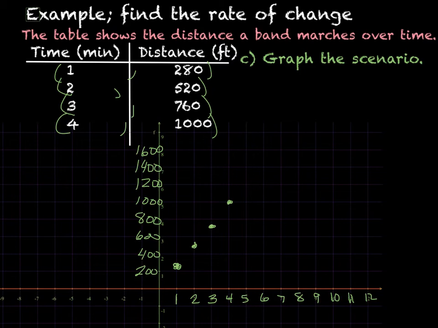So we can kind of see that it's continually going up like that. So my line, if I were to graph the line, would be about like that. Now, that's not perfect, but that's the idea. Alright? So if you're asked to graph or do that kind of thing, then you can just graph them as points.